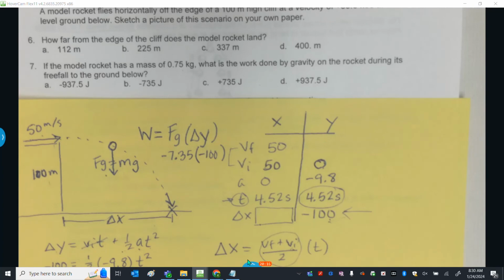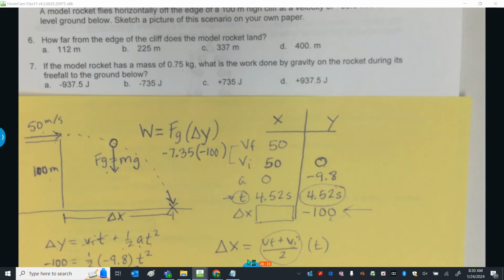Guys, we've talked about this previously, but I'm going to remind you real quick. Your work will be negative if the direction of your force is opposite the direction of your displacement. Or you can think about it in terms of energy. If it's losing energy, then the work is negative. But this isn't losing energy, it's speeding up as it falls. It's gaining energy. That should be positive work.